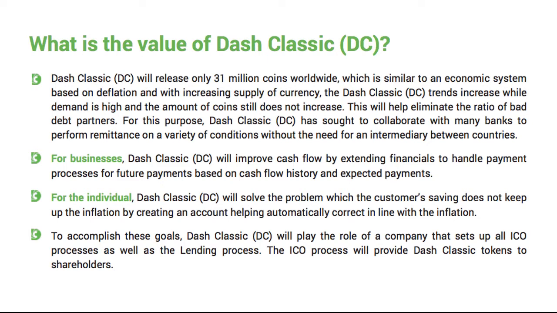For the individual, Dash Classic DC will solve the problem where the customer's savings do not keep up with inflation by creating an account that automatically corrects in line with inflation. To accomplish these goals, Dash Classic DC will play the role of a company that sets up all eco processes as well as the lending process. The eco process will provide Dash Classic tokens to shareholders.